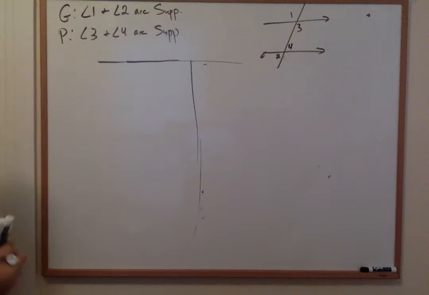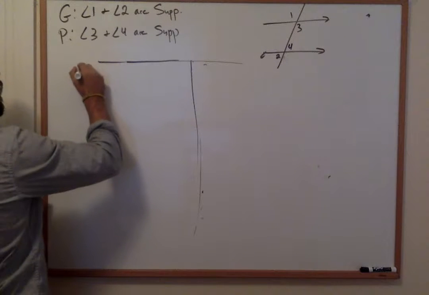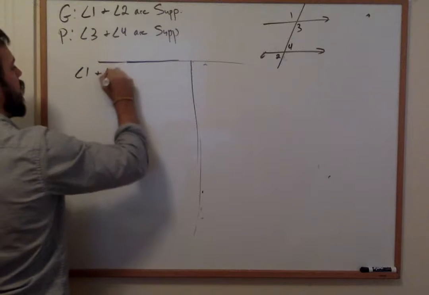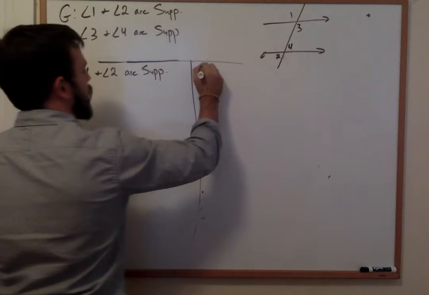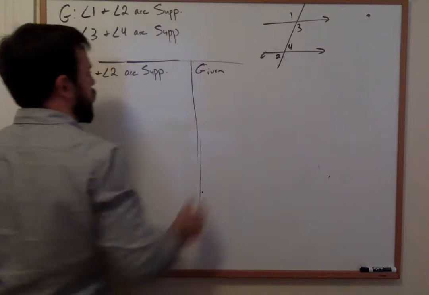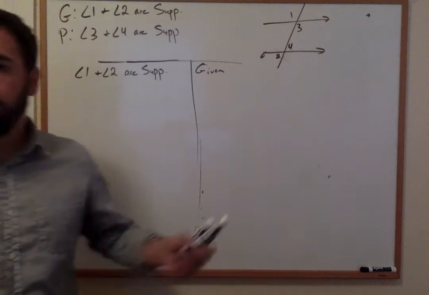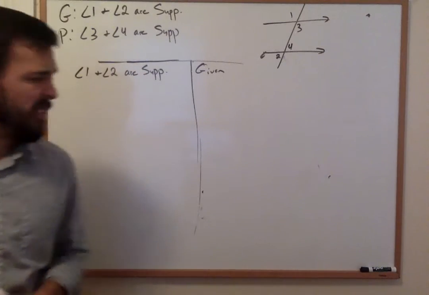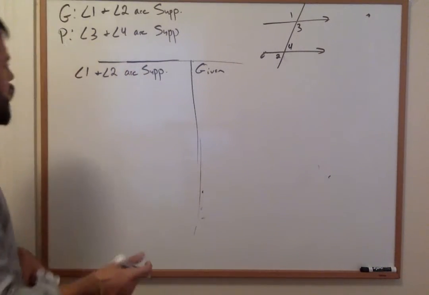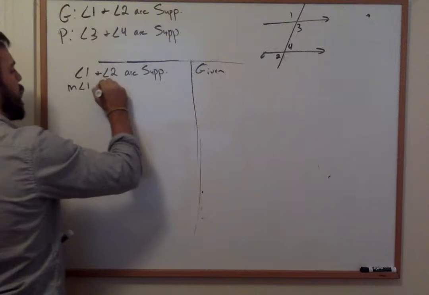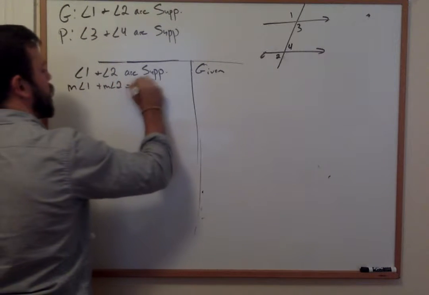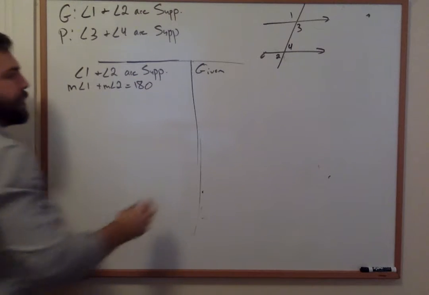So, let's go through it. First steps first. Let's do our given. Angle 1 and angle 2 are supplementary. That's our given. What's our next step? Well, if we can write something based off the given, let's do it really quick. If these are supplementary, well, I know that the measure of angle 1 plus the measure of angle 2 is 180. Okay?